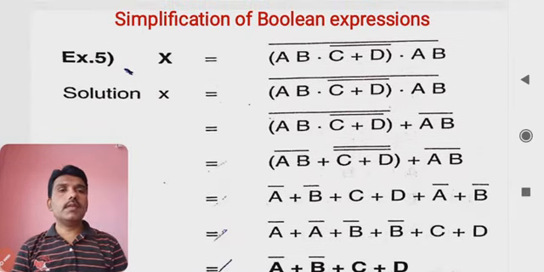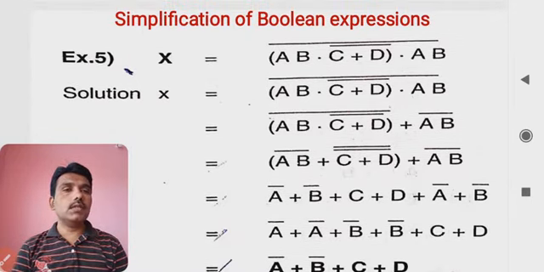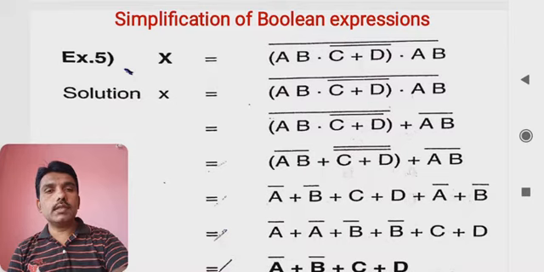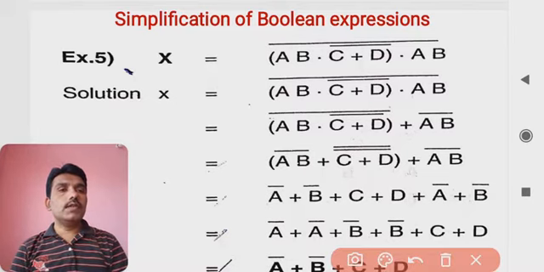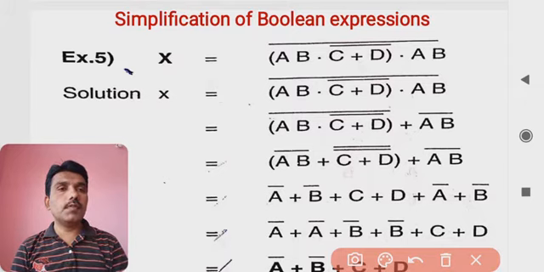Here is another example: (AB and C or D complement) and AB whole complement. It is very easy to simplify this, and you can simplify it using De Morgan's law. We have to solve this: complement of sum is equal to product of their complements, and complement of product is equal to sum of their complements. These two laws are very important.